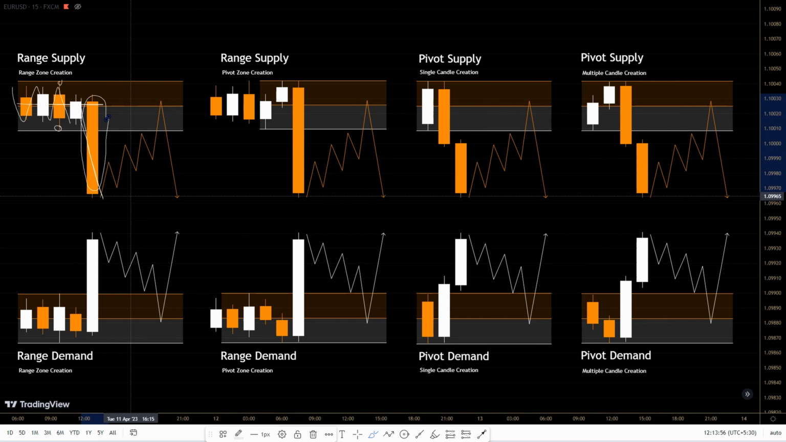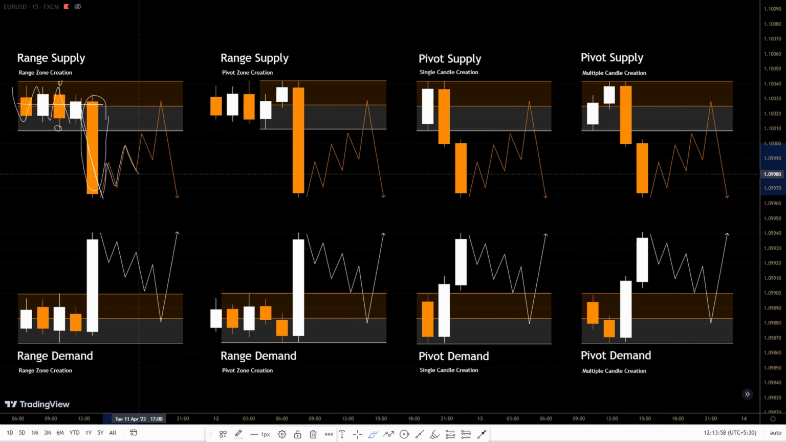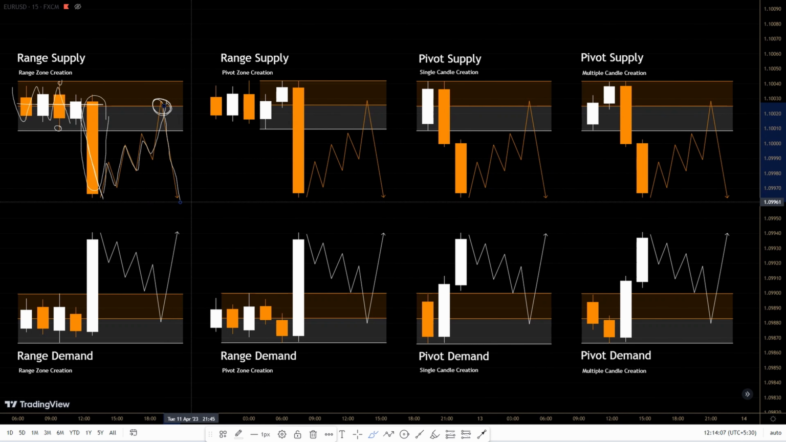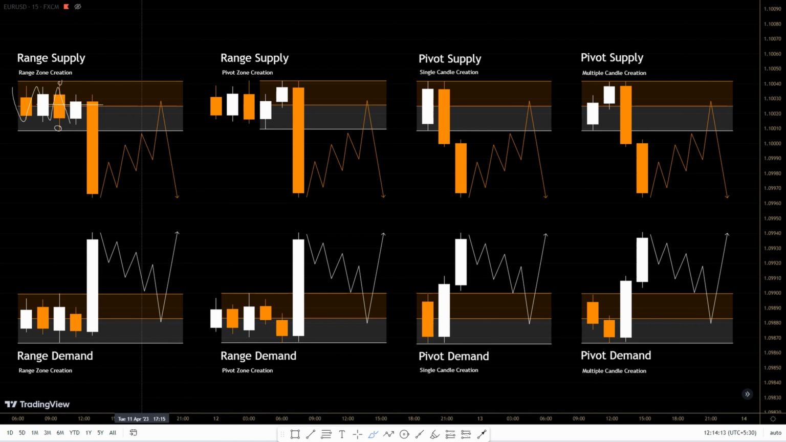So there is a huge volume in this candle. Now the price is back in correction form. So this is our trade point where we have to enter into the market, and the move is again strong in the downward direction. So this is our range created supply model.